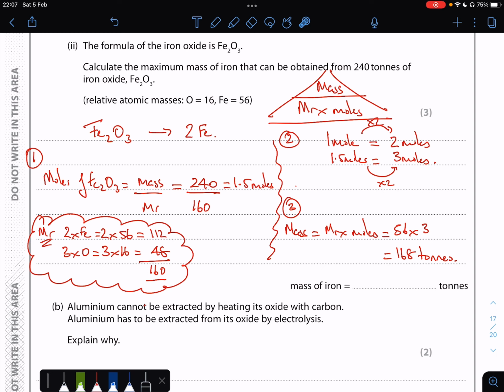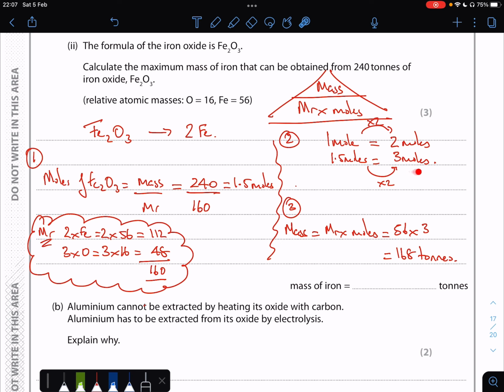Then what I need to do is link these together in the ratio. So I can see that every time I have 1 mole of this, it contains 2 lots of iron, so I will make 2 moles of iron. So my ratio is 1 mole to 2, so that ratio is doubling as we go this way. So if I have 1.5 moles, how much will I get? Double it, I'll get 3. So I've got 3 moles of iron being produced.